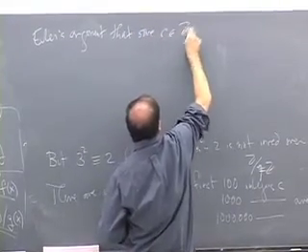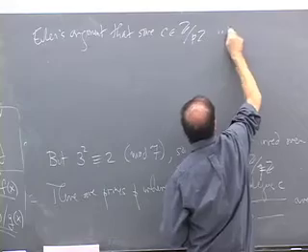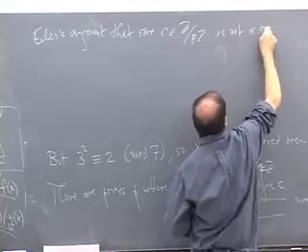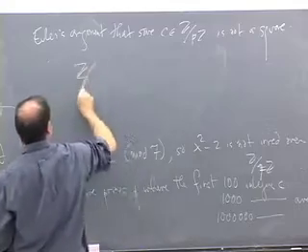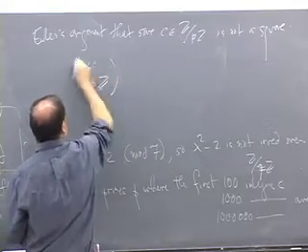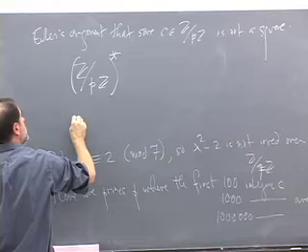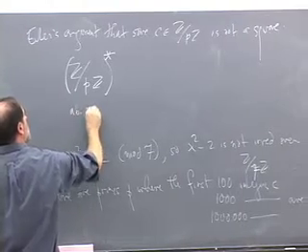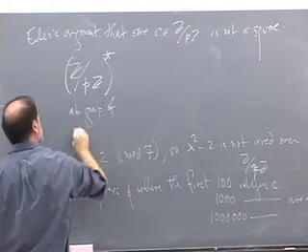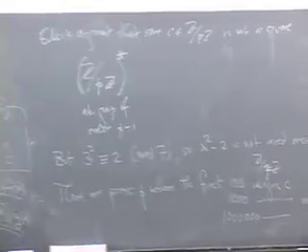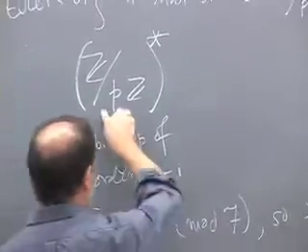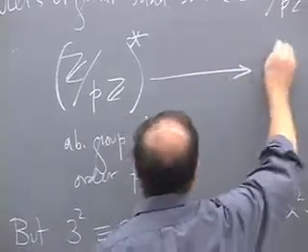...that some c in Z mod pZ is not a square. Well, Z mod pZ star, that's the non-zero elements, is an abelian group of order p minus 1. And we consider the map from this group to itself.